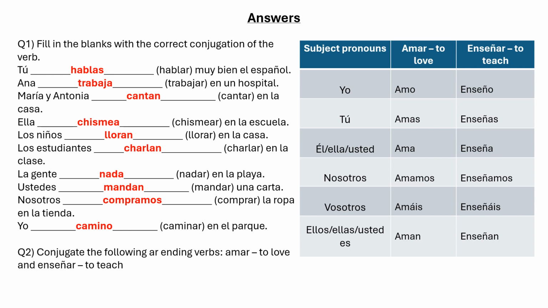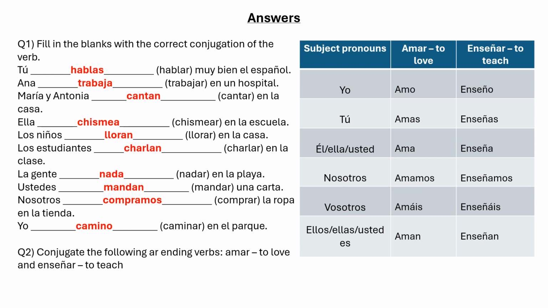So therefore, we will use the él/ella conjugation of trabajar here, which will be trabaja. That means that we will omit the AR and we will write an A. Ana works in a hospital.